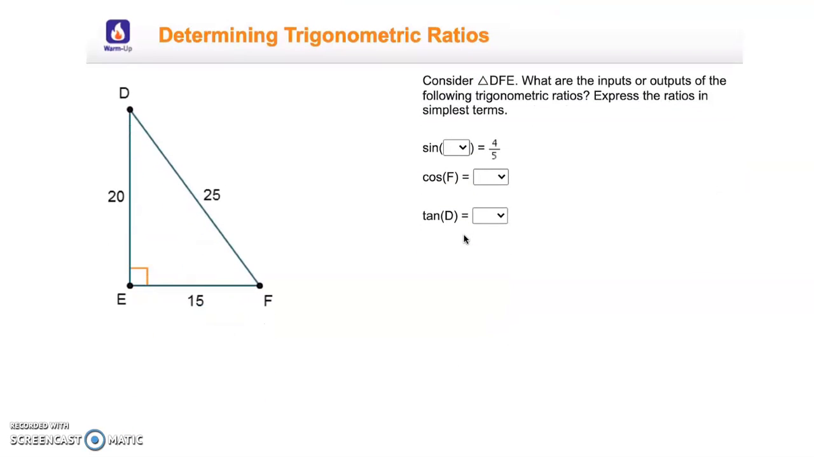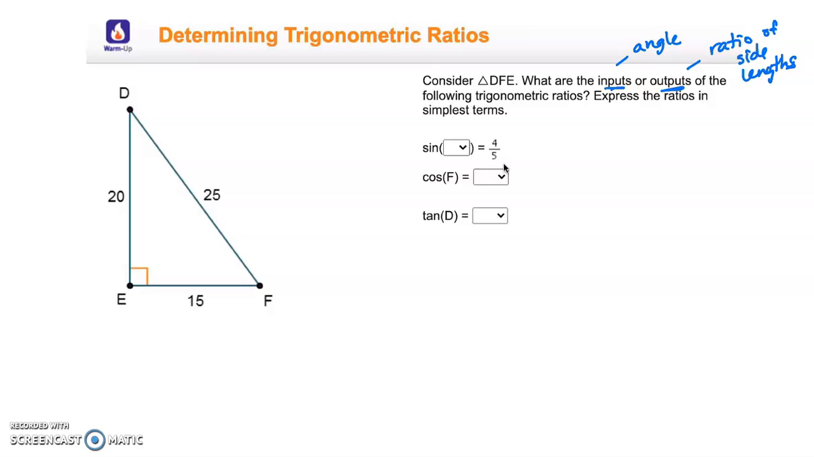So let's determine trigonometric ratios. If we have a triangle DFE, what are the inputs? Remember, that's the angle measure. So that's the angle, and the output is the ratio of side lengths. That's what it's talking about. So what are the inputs and the outputs? In this case, the output is 4/5. Well, what's the input? Which angle? Remember, if we're doing sine, it's either going to be D or F because E is the right angle and we're looking at the acute angles. So which one has a ratio of 4/5?